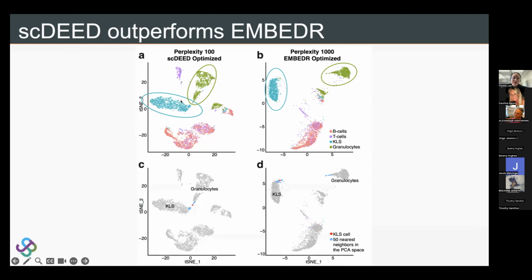To examine whether or not this proximity was valid, we looked at a KLS cell in this sort of shared region here, and then looked at the 15 nearest neighbors based off the PCA space. And actually, the 15 nearest neighbors for this red KLS cell are in both KLS and granulocytes. So this proximity in clusters is warranted because it does accurately reflect the cell's nearest neighbors. Whereas the Embedder optimized version would have lost that information because the granulocytes would have been quite far. So in this one, scDEED did better preserve the neighbors.